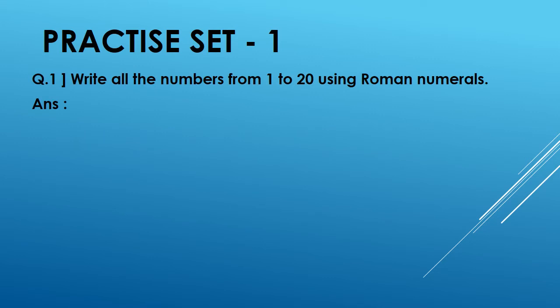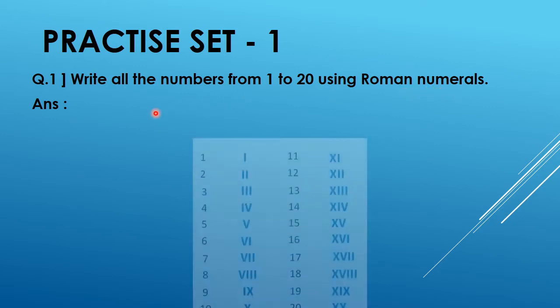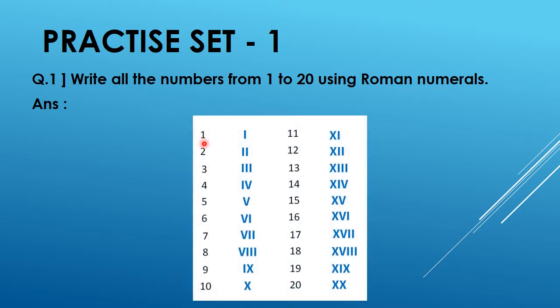Students, here is question number 1 in front of us. Write all the numbers from 1 to 20 using Roman numerals. Let us see what the answer is. Here you can see all the numbers from 1 to 20 written in Roman numerals. We have studied 4 rules to write Roman numerals. Using those rules, we have written these Roman numerals from 1 to 20.